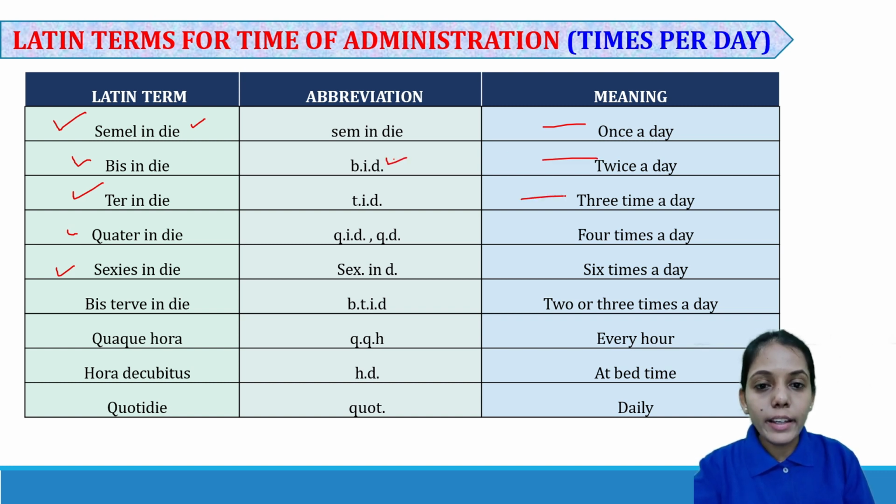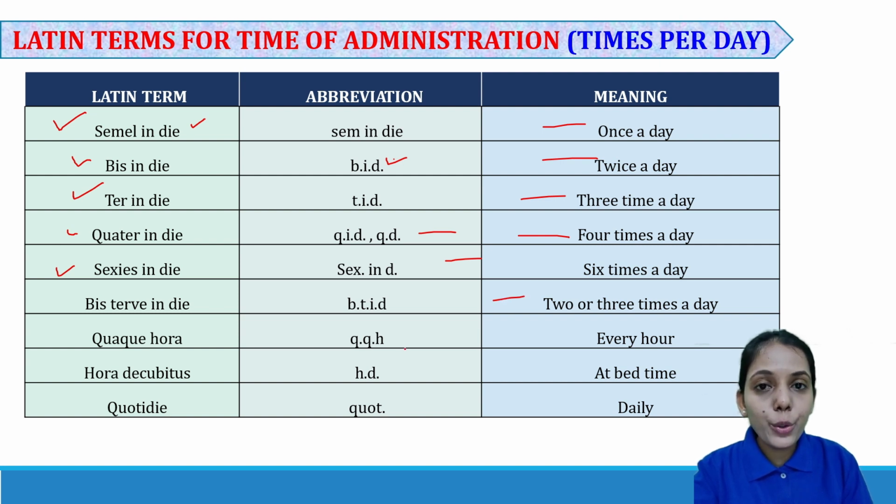TID means thrice a day. QID or simply QD also they will give. So that is four times a day. Sexies in die, six times a day. Bis ter in die, two or three times a day. Bis means two, ter means three. So two or three times in a day.